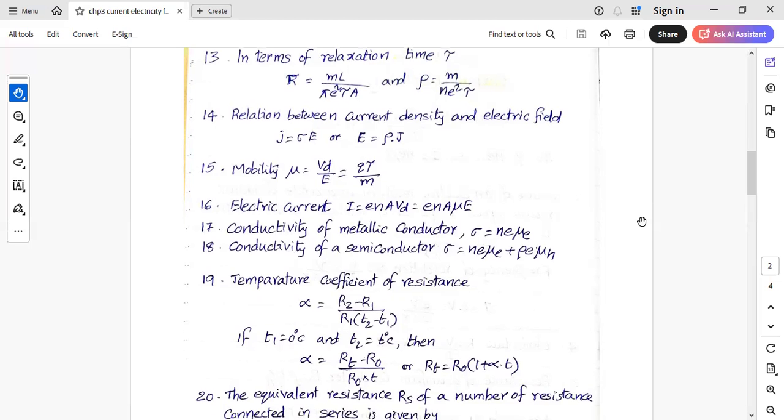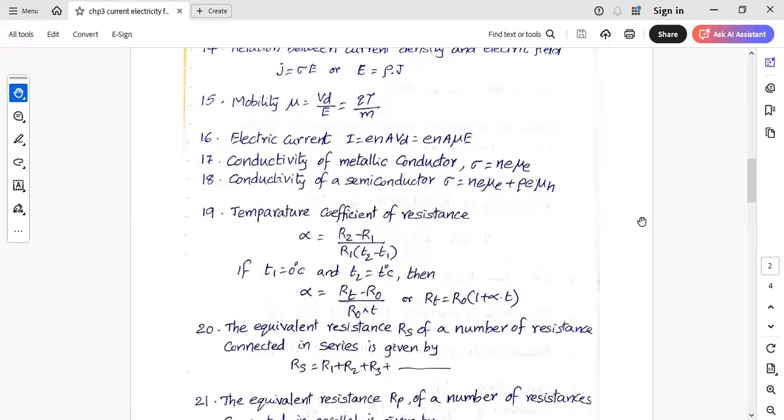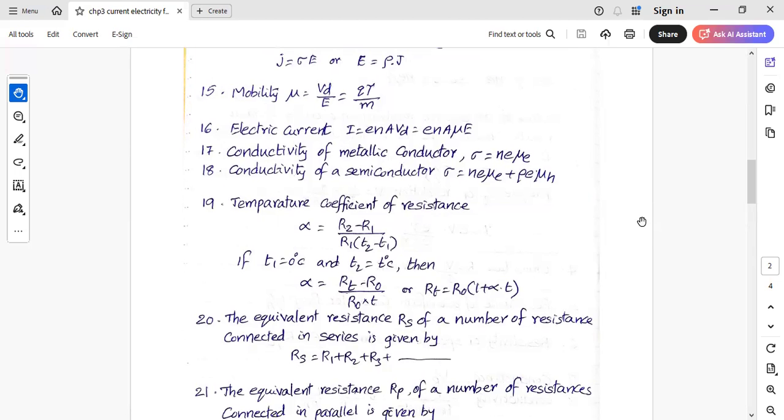Temperature coefficient of resistance, alpha is equal to R2 minus R1 by R1 into T2 minus T1. If T1 is equal to 0 degrees and T2 is equal to t degrees, then alpha is equal to Rt minus R0 by R0 into t. Rt is equal to R0 into 1 plus alpha t.